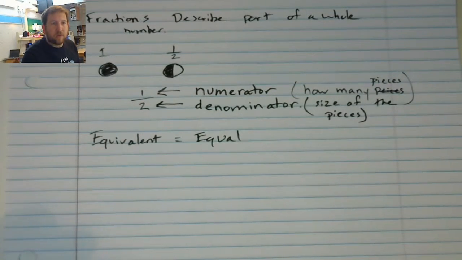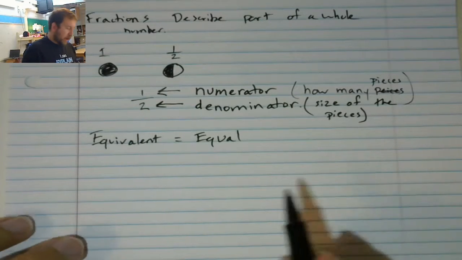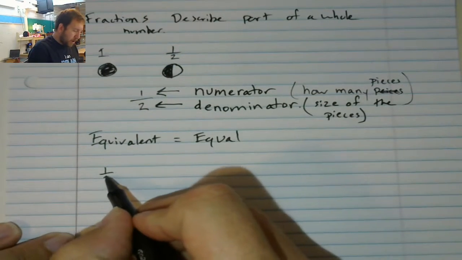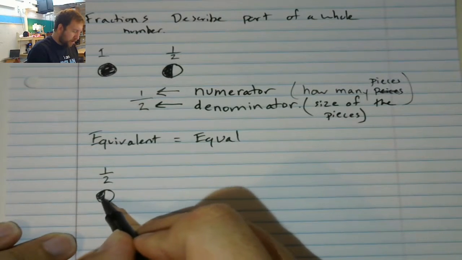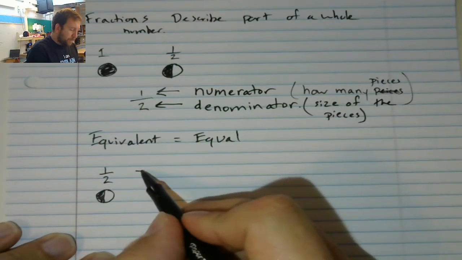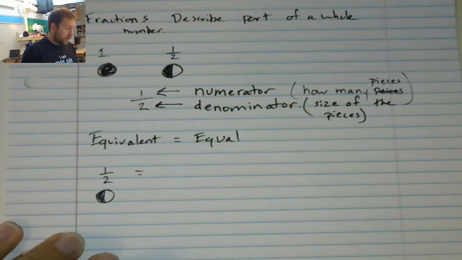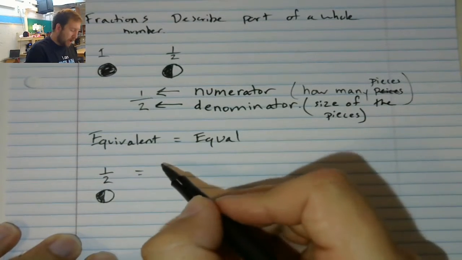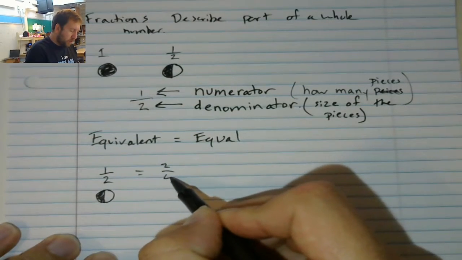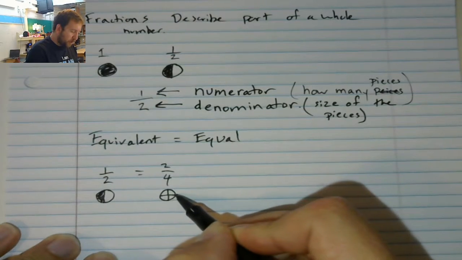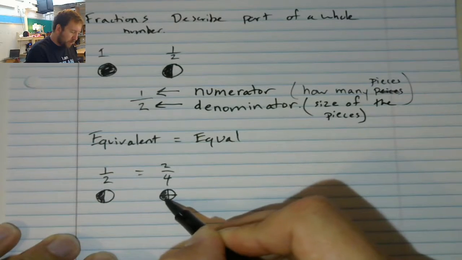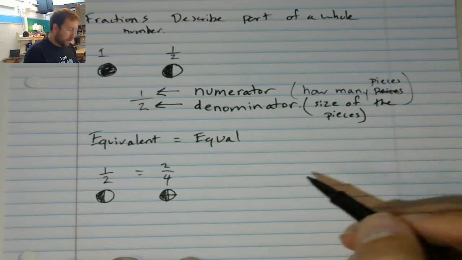Okay? So when we're going to write equivalent fractions, I could write 1/2, and I could draw it just like I did before, and color in half. Now, it might not be perfect, but I can write these as equivalent. So equal to 1/2 is 2/4, because if I draw it in like this, divide it into fourths, color 2 of them in, I have exactly the same amount as I did before.